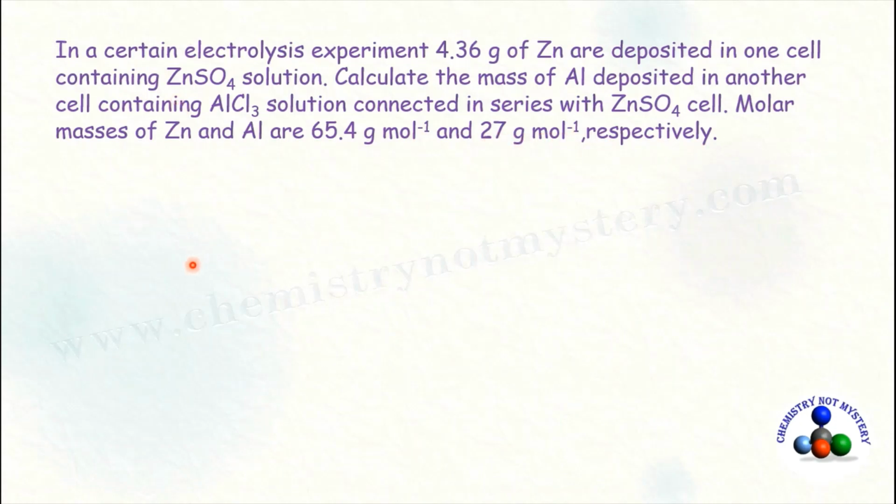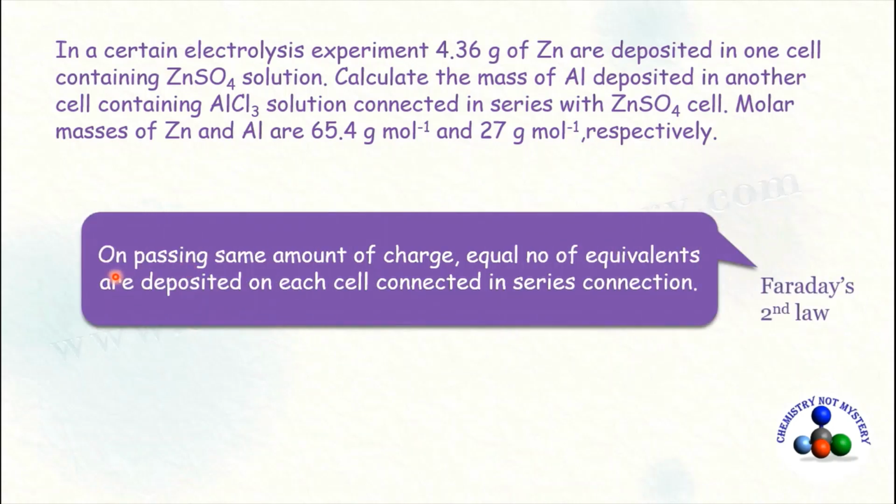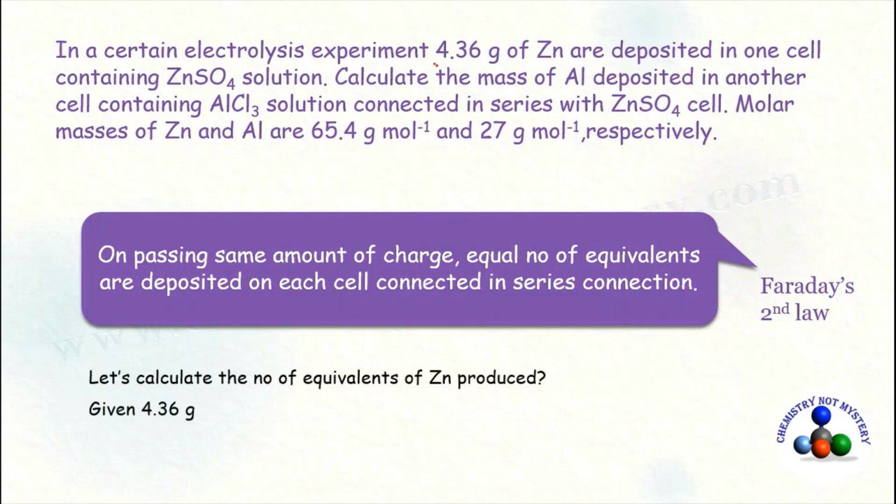So this question is based on the second law of Faraday. According to the second law of Faraday, on passing the same amount of charge, an equal number of equivalents are deposited in each cell connected in series. So if we can calculate the number of equivalents of zinc deposited, we will be able to calculate the amount of aluminium deposited. So let's calculate the number of equivalents of zinc produced. In the question, 4.36 grams of zinc are deposited, that is the given mass, and the molar mass of zinc is 65.4 grams per mole.